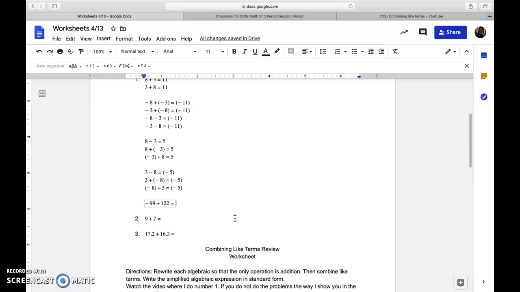But what you could do is you could say addition is commutative. So I could rewrite this as 122 plus negative 99. So just switch the order of the 2 addends. And then you could say adding a negative number is the same as subtracting that number. So this is the same as 122 minus 99. And then you're just doing subtraction. You just stack the numbers, right? 122 on top and then 99 below it. And then you just subtract.